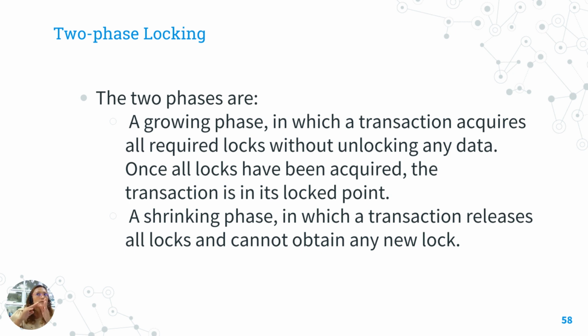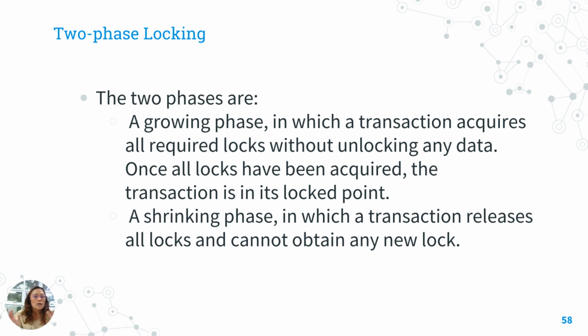Once the transactions are finished or completed for their respective data items that acquired a lock during the growing phase, that's the time that each data item will be released from its lock. That's what we call the shrinking phase.